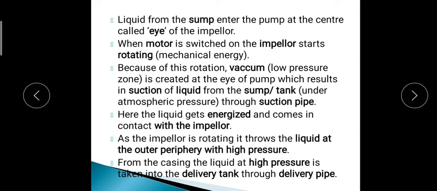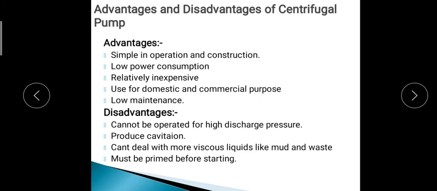Liquid from the sump enters the pump at the center, called the eye of the impeller. When the motor is switched on, the impeller starts rotating. Because of this rotation, a vacuum is created at the eye of the pump, which results in the suction of the liquid from the sump or tank through the suction pipe. Here the liquid gets energized and comes into contact with the impeller. As the impeller rotates, the liquid is thrown to the outer periphery with high pressure. From the casing, the liquid at high pressure is taken into the delivery tank through the delivery pipe. So this was the working of the centrifugal pump.